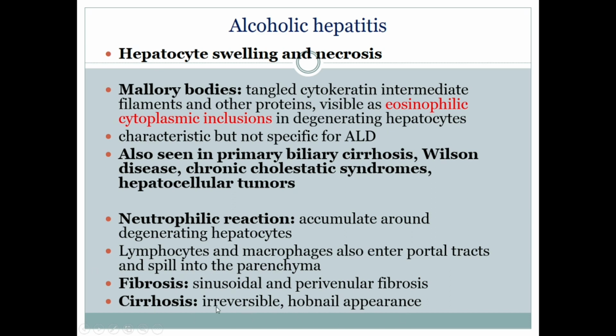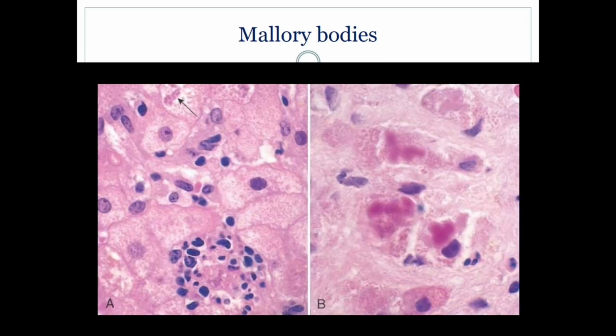Cirrhosis is irreversible. Hobnail appearance, basically hobnail is that boat pins. Now you've seen in those soft boats, we used to put those boat pins which pop out of the surface. So hobnail is that the liver surface will have some things popping out because of the regenerating nodules. That is a hobnail appearance of the liver.